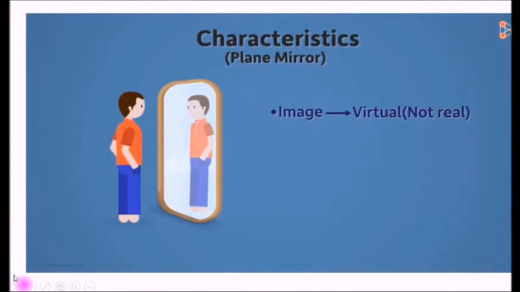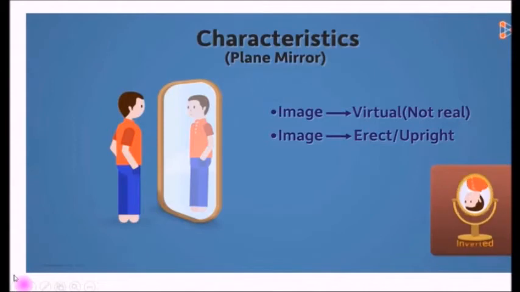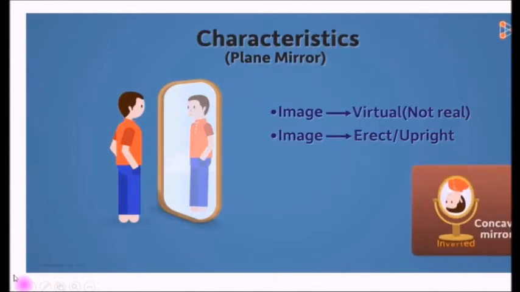The other characteristic of an image formed by a plane mirror is that the image formed is always erect or upright. For instance, if you look at your image in the mirror, you will see that it's straight or erect. But will it always be erect? Not necessarily. Maybe it's inverted. Well, we can think of inverted as opposite of upright. Yes, an inverted image means an upside down image. Concave mirrors can form inverted images. The plane mirror never forms an inverted image.